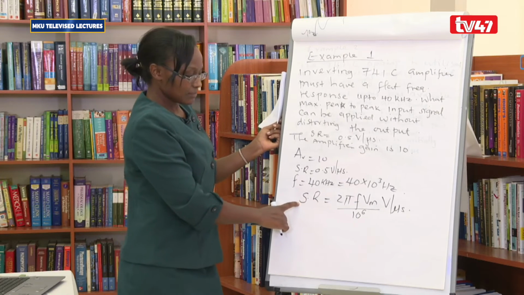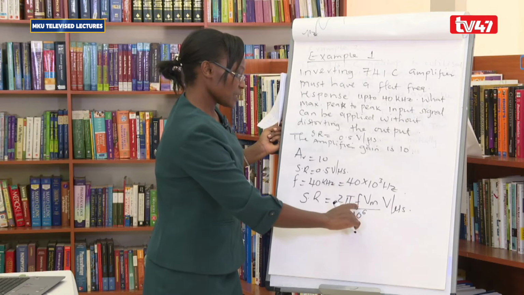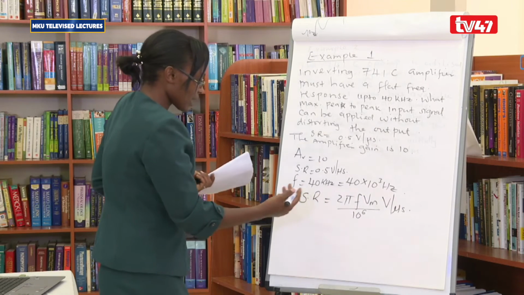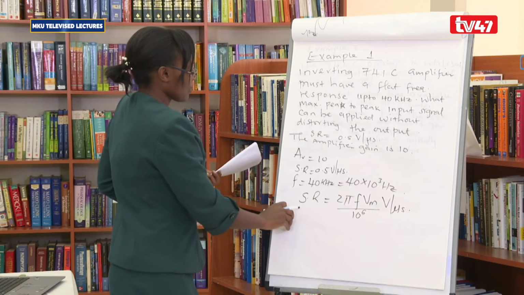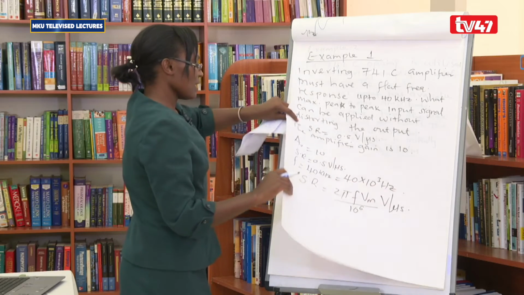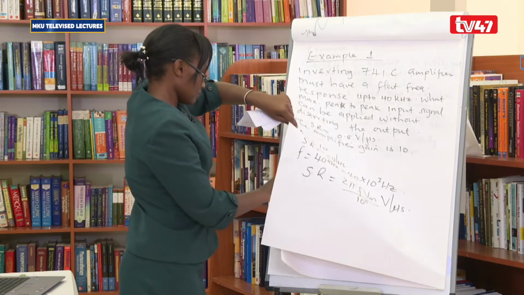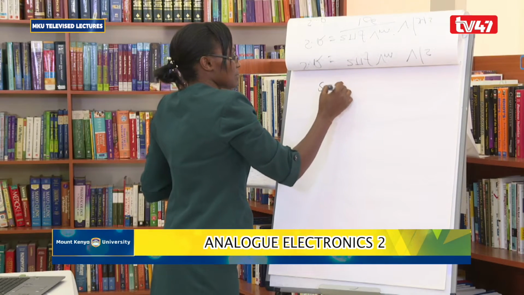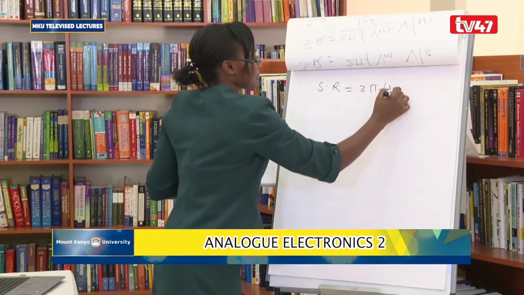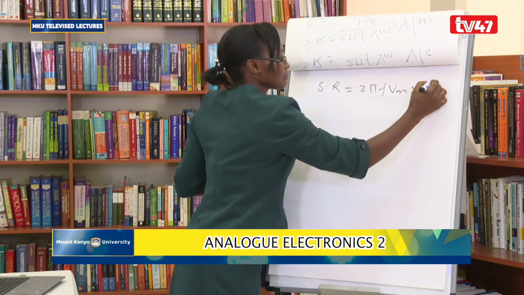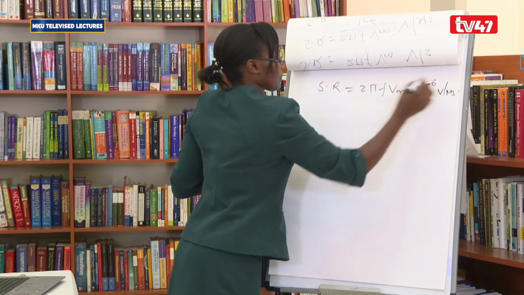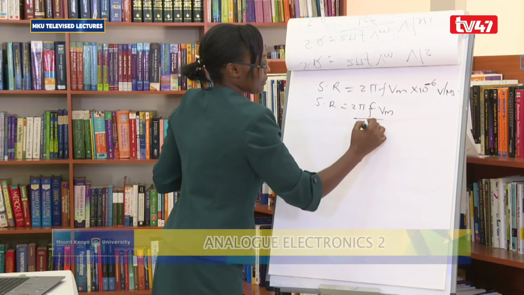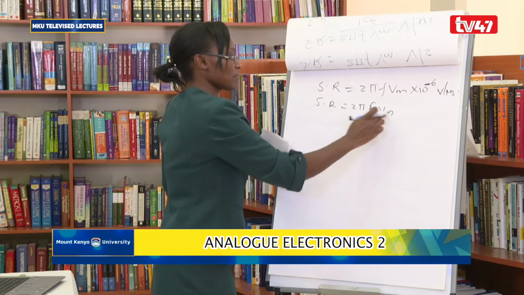We've been given the value of slew rate, which is 0.5. We've been given the value of the frequency. So what we don't have is Vm. And remember, this Vm is the peak voltage at the output. So we can make Vm the subject of the formula, with SR on one side.